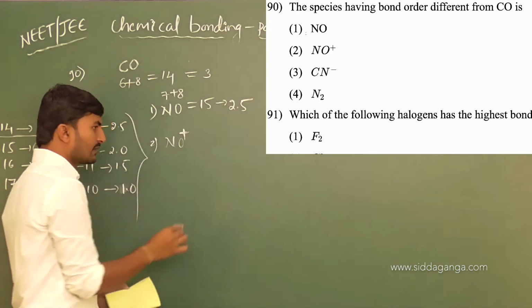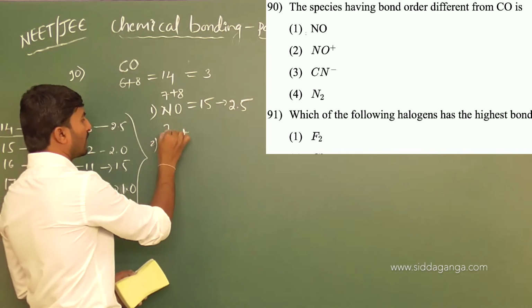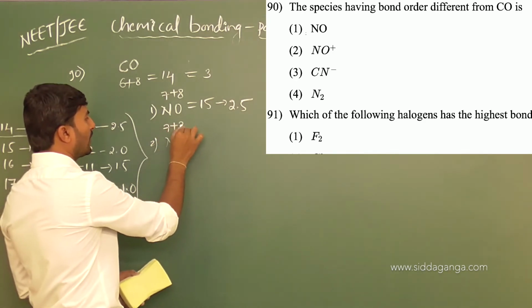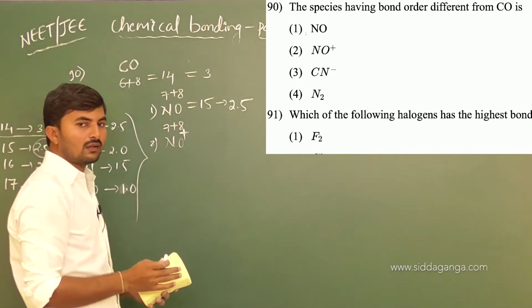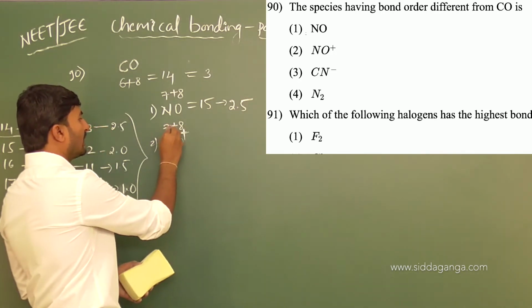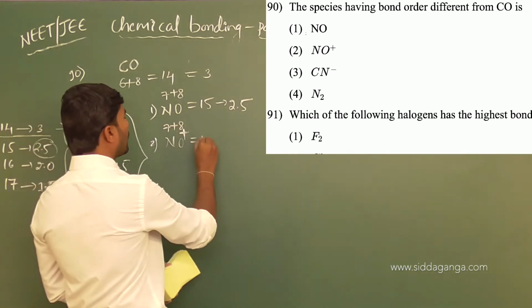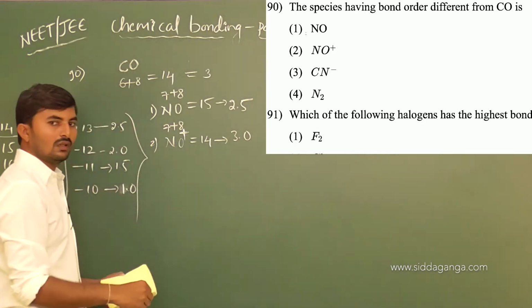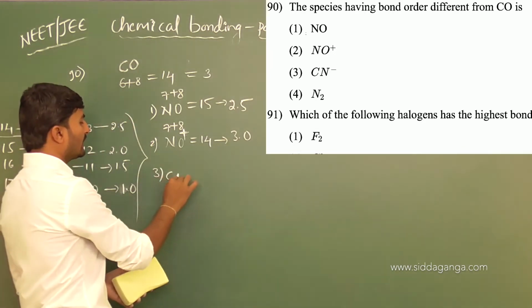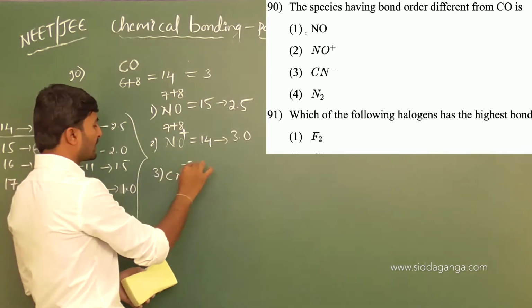Second option is NO plus. Nitrogen number of electrons are 7, oxygen number of electrons are 8, followed by positive sign indicates that loss of 1 electron. 8 plus 7, 15, 15 minus 1, that is 14 electrons. 14 electrons means again the bond order is 3. Right? Followed by third one is CN minus.